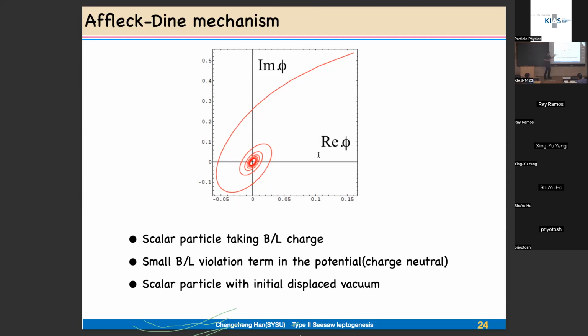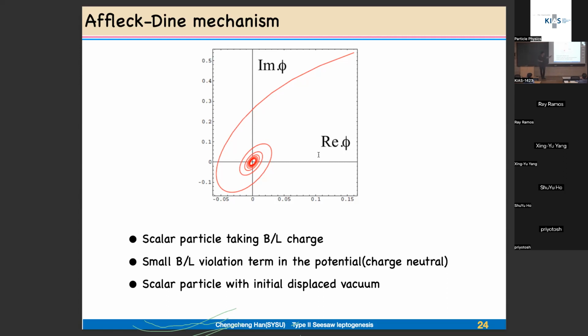But we need three conditions, which are not easy to satisfy. First, we need a scalar particle taking the B or L charge. This is very difficult. If you randomly add a particle, it must be coupled to the lepton sector or the quark sector. And these B and L violation terms must be there, and then this particle must be electrically neutral. If you have a leptoquark, you can couple to lepton and quark, and then it takes B and L charge, but it is not electrically neutral. It's not easy. And the third condition is that the scalar field must be initially non-vanishing; finally it can go to a small value, but in the beginning it must be non-vanishing.